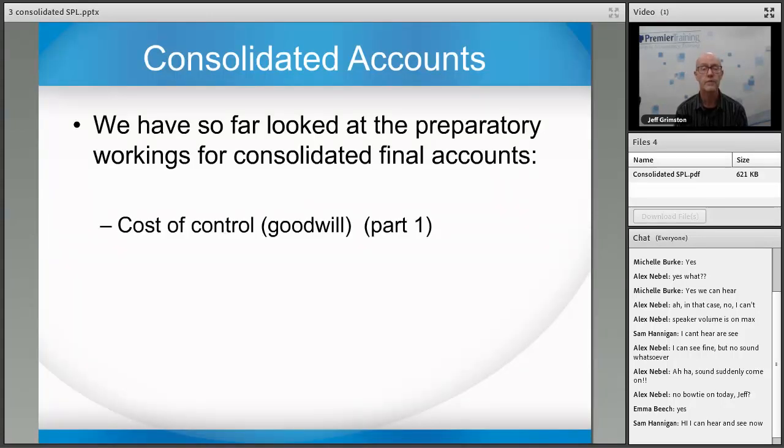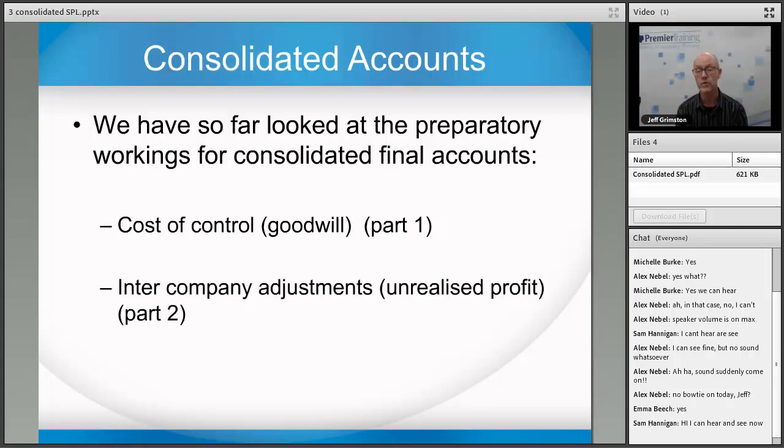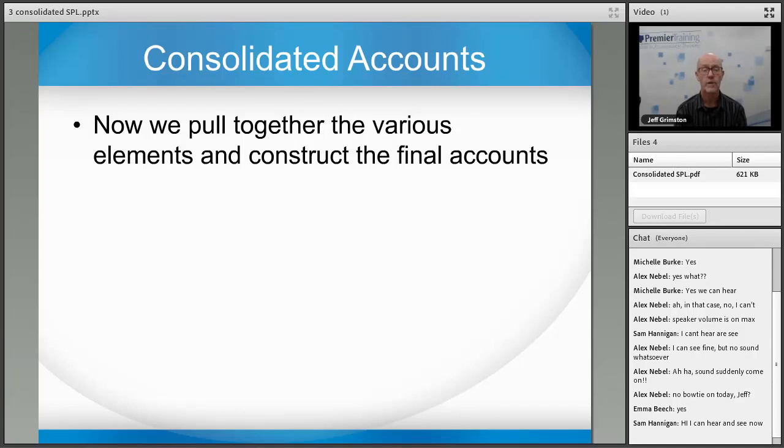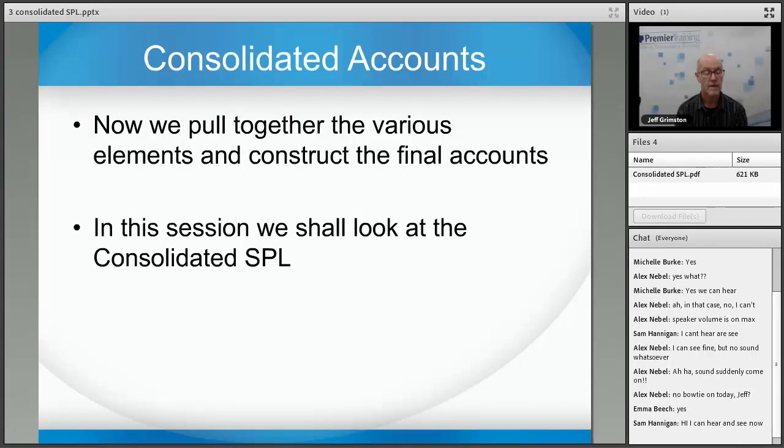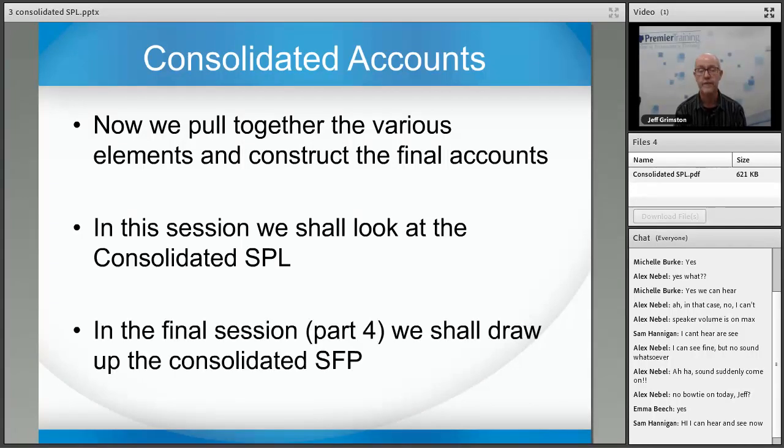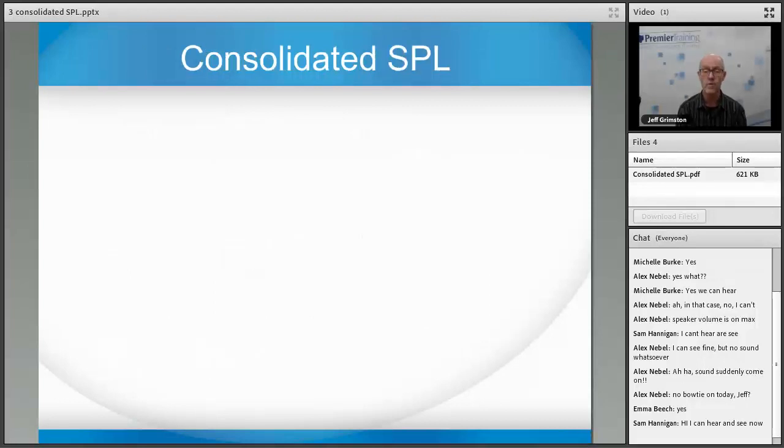As I've mentioned, so far we've looked at preparatory working, we looked at goodwill, and we looked at unrealized profit. What we're going to do tonight, we're going to pull together all the different elements and put together a set of final accounts. This session, we're going to deal with the statement of profit or loss, and then the final session next week, we'll be putting together the statement of financial position. So let's look at what's going to go into the statement of profit or loss.